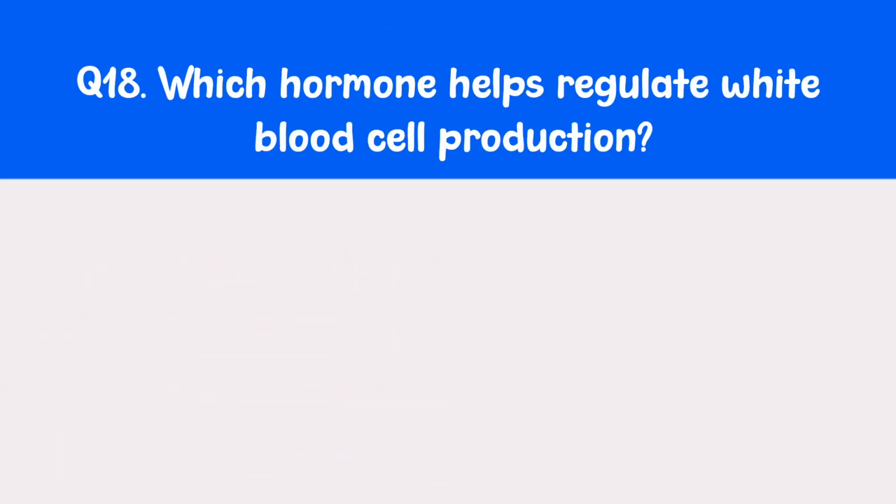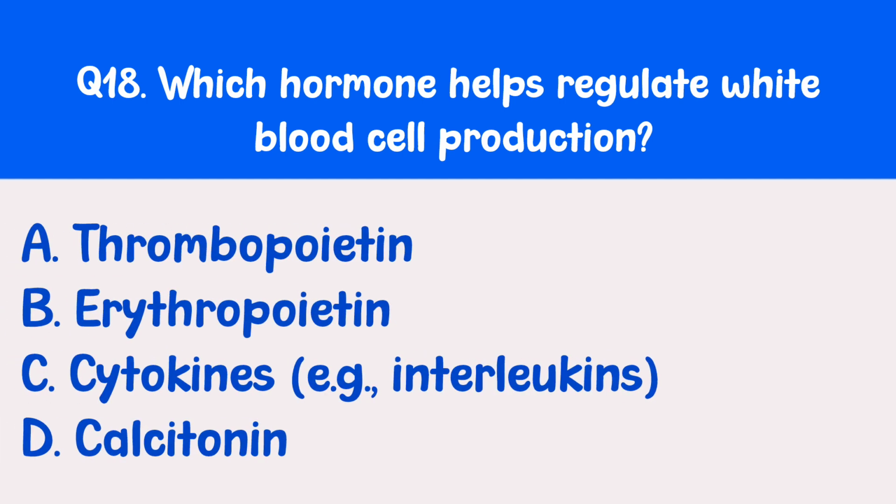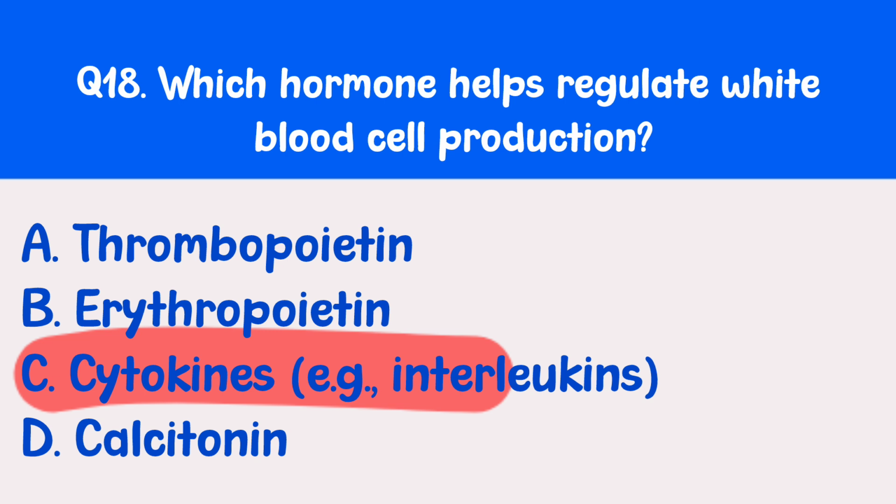Question number 18. Which hormone helps to regulate white blood cell production? A. Thrombopoietin, B. Erythropoietin, C. Cytokines, and D. Calcitonin. Our answer here should be C, which is cytokines, because cytokines, like the interleukins and the colony stimulating factors, help to regulate white blood cell formation and immune responses.